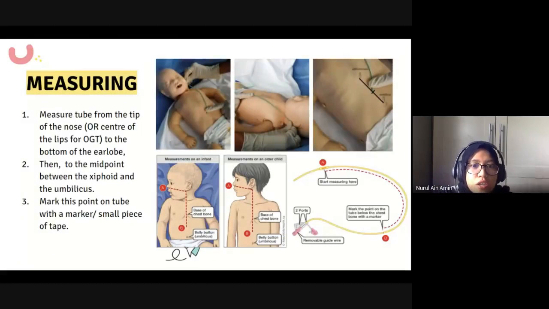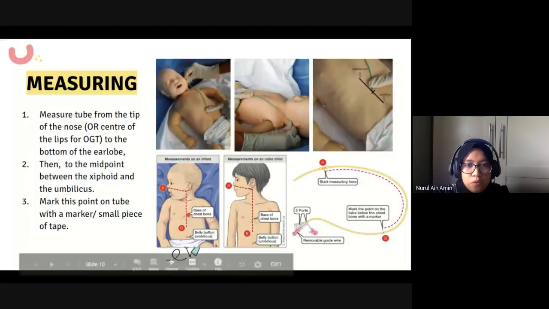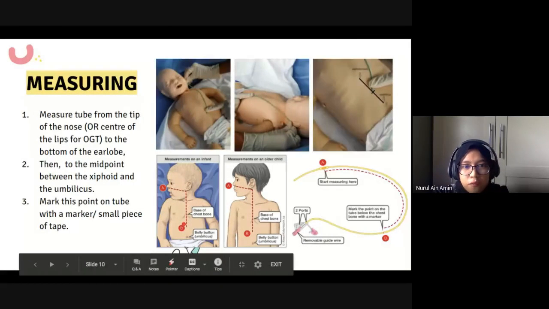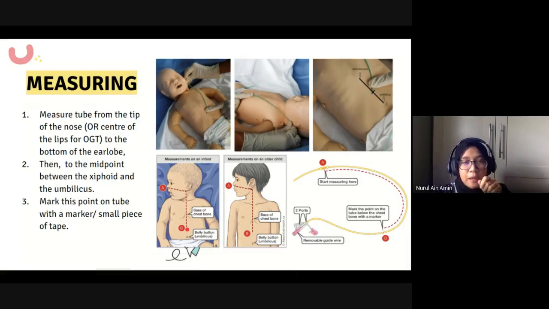So for measuring, we should measure from the tip of the nose to the earlobe, and then for OGT, we should measure from the center of the lips to the end of the earlobe. After the end of the earlobe, you pull it down and then to the center between the xiphoid and the umbilicus. So basically between the chest bone and the belly button, find the midpoint, and then mark that point with any marker or a small piece of tape, so you know what length needs to be put and when you need to end when putting in the tube.